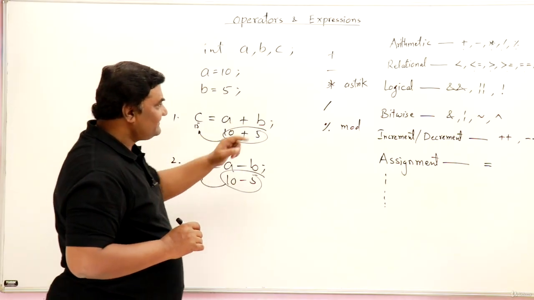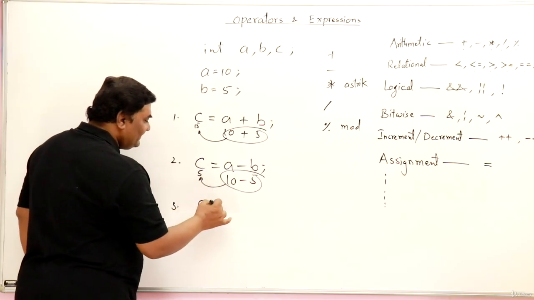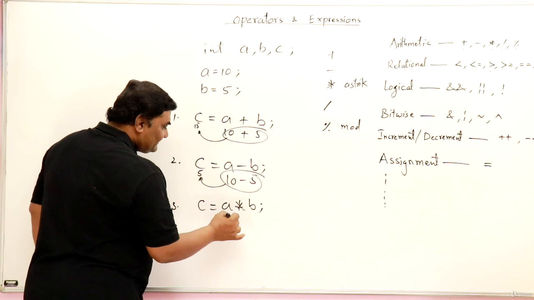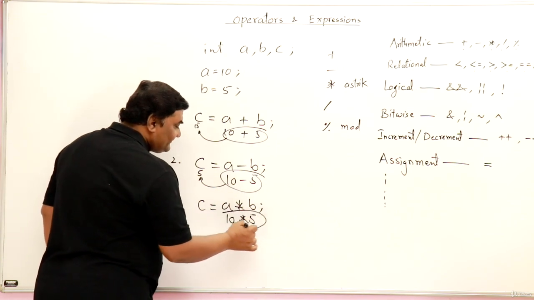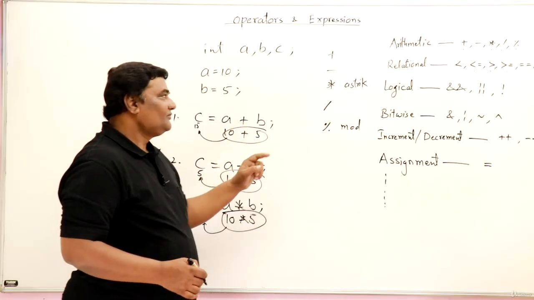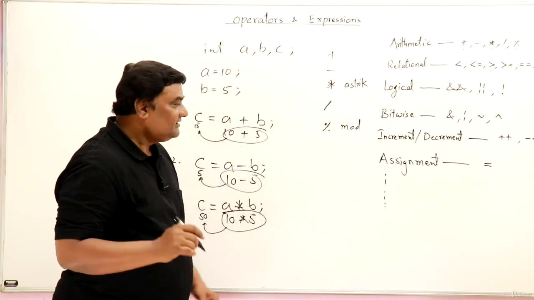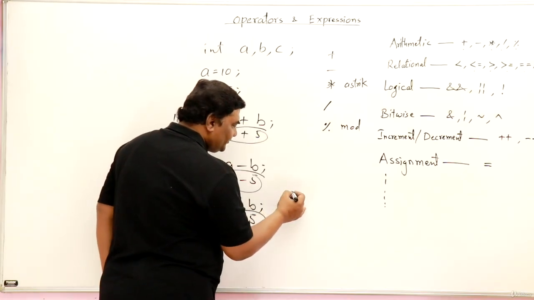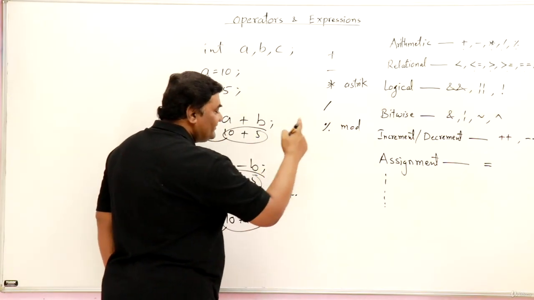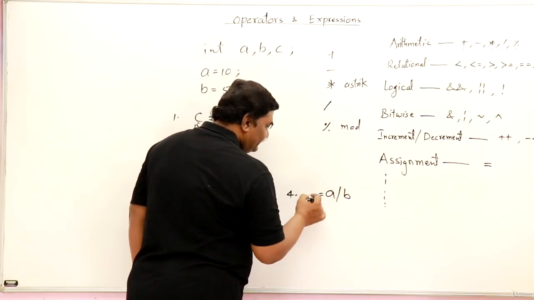Then let us look at the next, multiplication. If I write C assign A multiplied by B, then this is 10 into 5. The result is 50, which is stored in this one. Now the other two we have to see. These are important: divide and mod. Let us look at divide first. As per this order, this is the fourth one. If I say A divided by B and the result is in C.